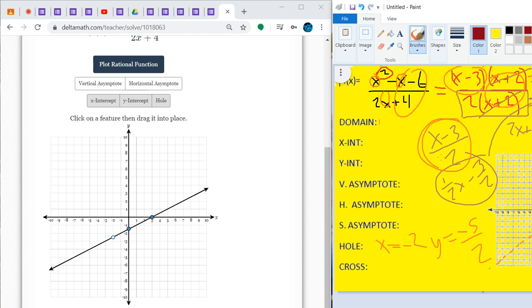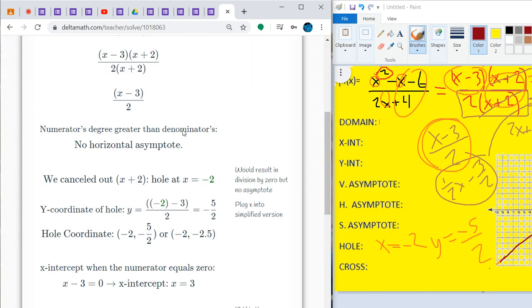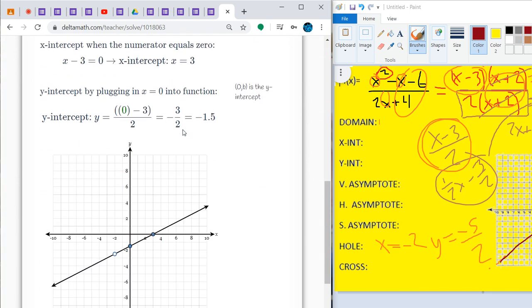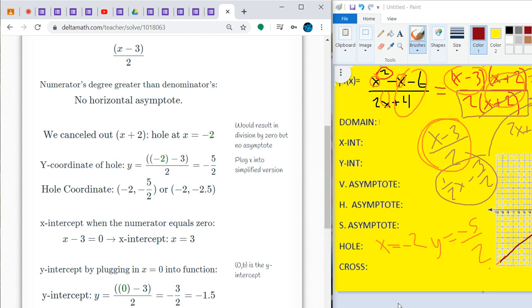We had our hole at this specific spot at negative 2 comma negative 5/2, and the 2 points that we knew already, which were again right on that slant asymptote. So basically we drew a line right on that slant asymptote just with the hole at that negative 2 comma negative 5/2. It does all that work for you, so you can submit your answer and get it right. And again, it's going to tell you exactly what you should be having and exactly how to find each step in the problem. Good luck.